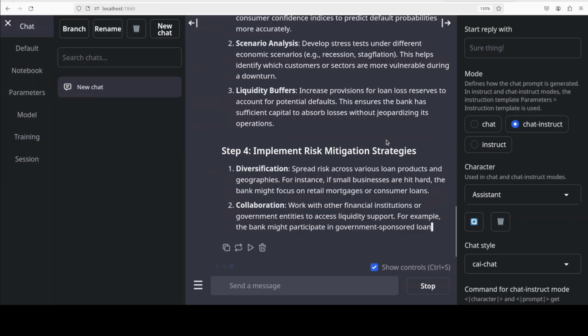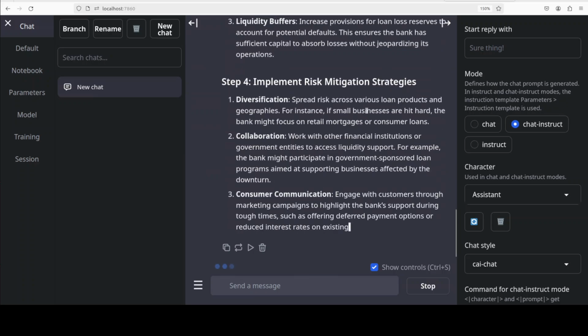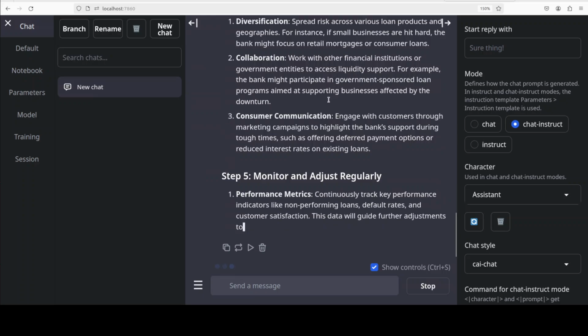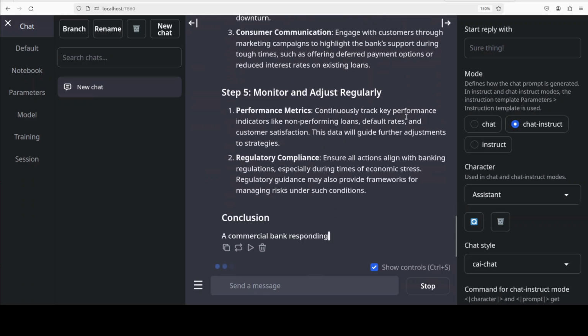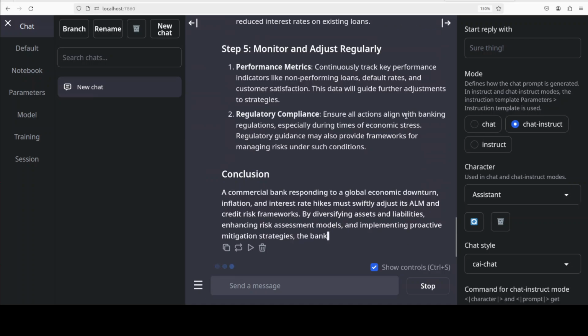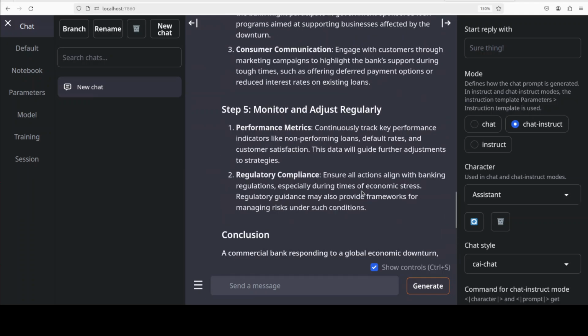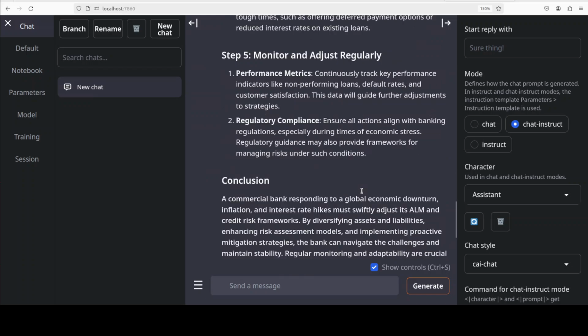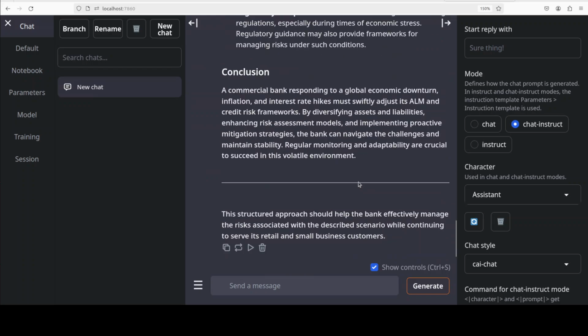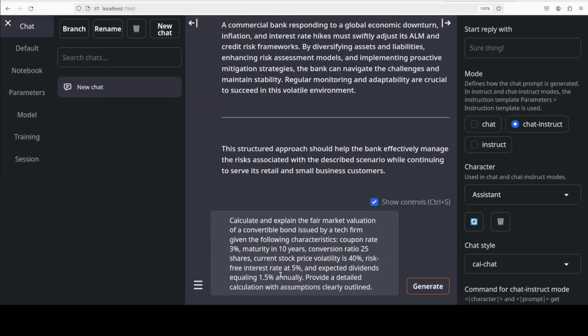And now it is giving us the risk mitigation strategies like diversification, collaboration, consumer communication. And then there is the conclusion. Real good stuff. So you see, the answer is very directed and very, very contextually rich. And now let's test out a prompt regarding security valuation.